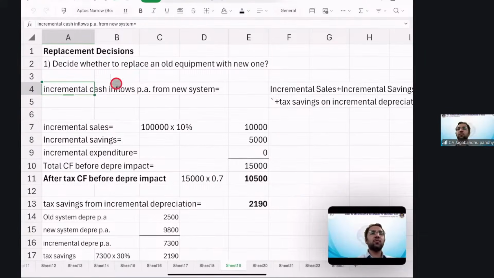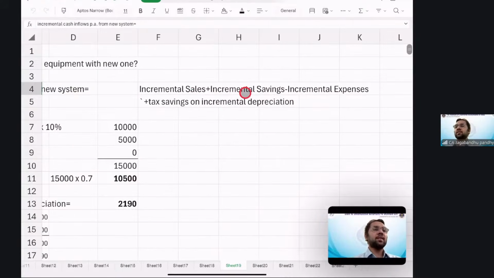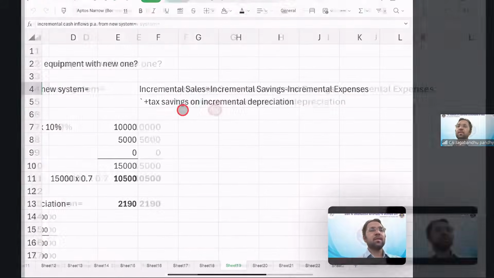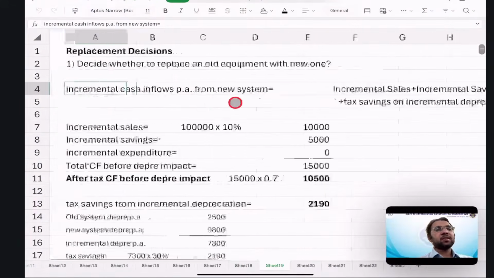So the incremental cash flow that we get from a new system is computed as incremental sales, any incremental savings that you have, minus any incremental expense that you have, plus tax savings on the incremental depreciation.